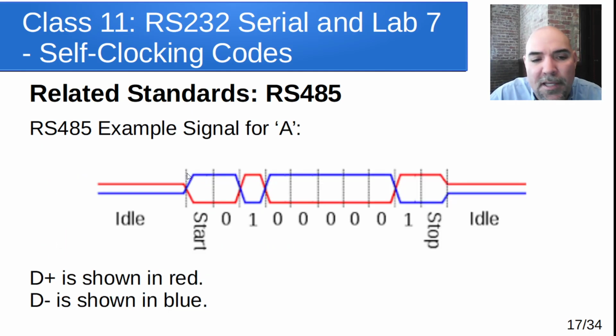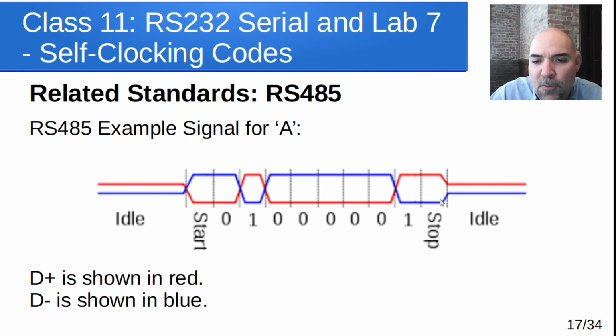An example of what that looks like, here are the two wires. Notice there's no ground, because all that matters is how far apart they are voltage-wise. So when they're idle, you'll notice that the D+ line idles slightly above D- by a little bit. And you'll notice what happens is when D- goes above D+, that's essentially a logic 0. And when they switch and D+ is above D-, that's a logic 1. So this is what A would look like, capital A. So 0, 1, 0, 0, 0, 0, 0, 1, and the stop bit.